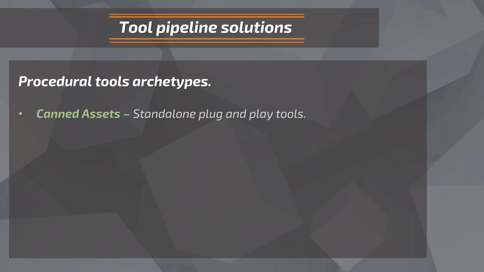So the first thing I would like to talk about is tool pipeline solutions. When I think about procedural tools, there are a couple of types of tools that I like to discuss. And these are basically archetypes. The first one is the canned asset, basically a standalone plug and play tool. You can just drop it down somewhere and it will work.